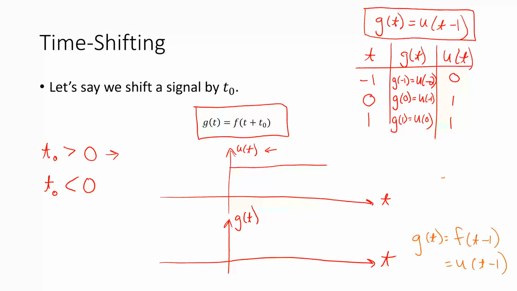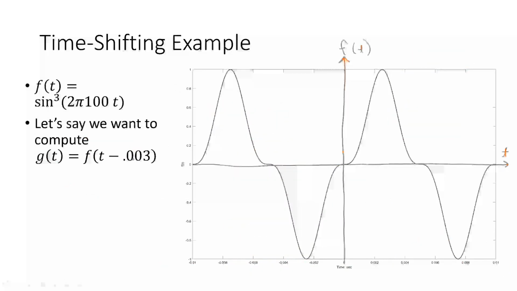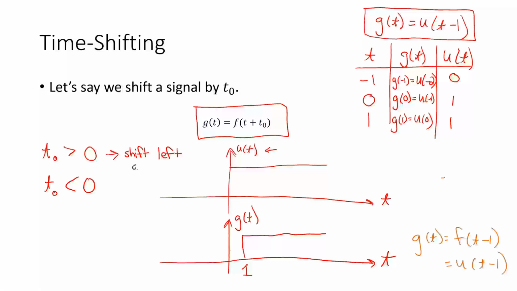So I can always plug in those values. That's really helpful when I start giving you weirder stuff, which is combinations of scales and shifts and all that kind of stuff. I see that this gets shifted to the right by 1. If t naught is greater than 0, then I shift left, which is a time advance.